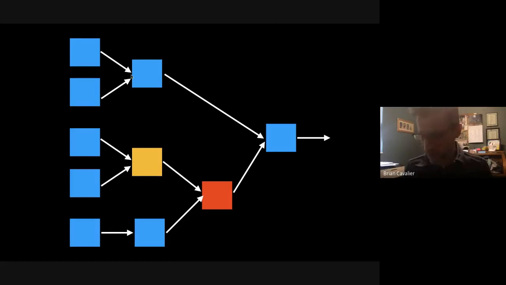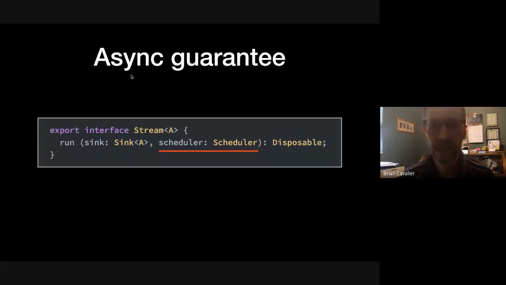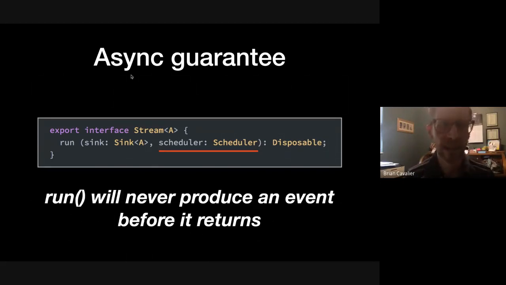So Most makes this strong guarantee that run will never produce an event before it returns. And that's just a way of saying that it has to propagate the first event asynchronously. And the way it does that is using scheduler, this parameter that I didn't show on the architecture slide before. I didn't show the type of it, and I'm not really going to get into the type of it in this talk. You can look at the code.